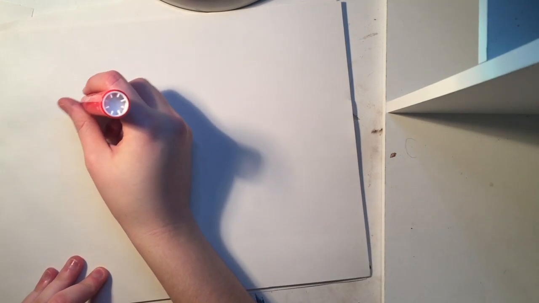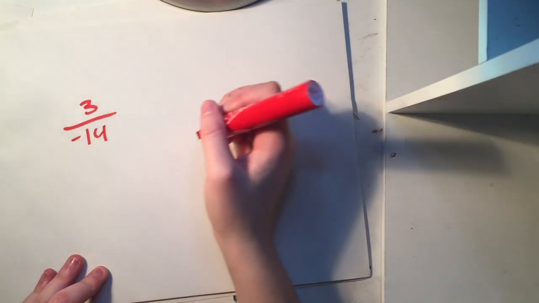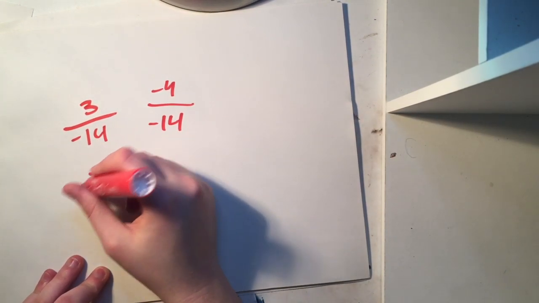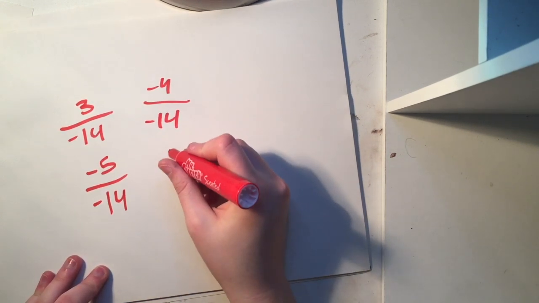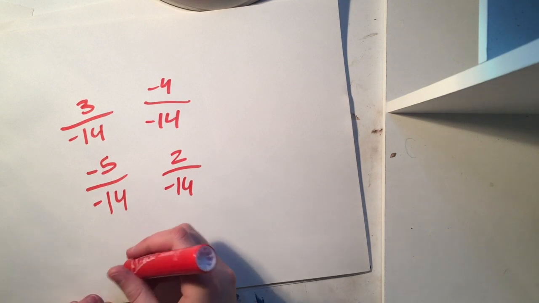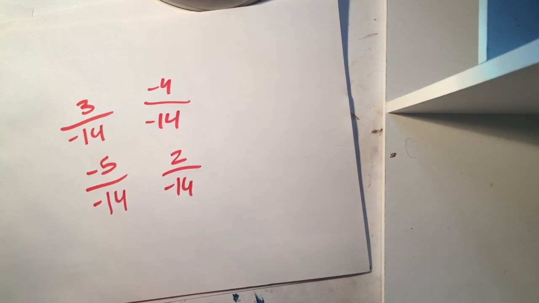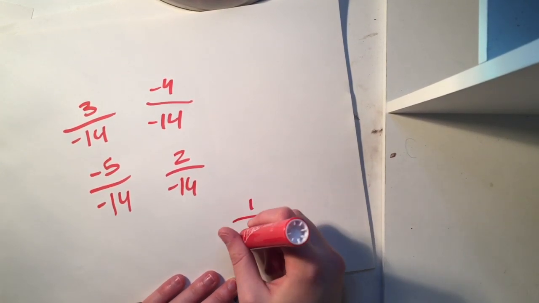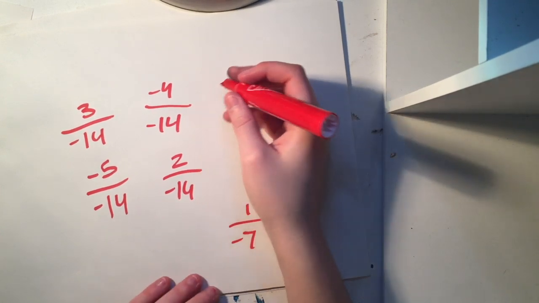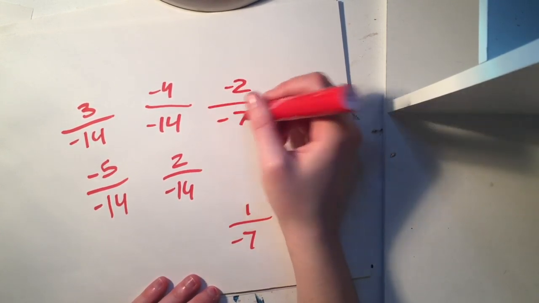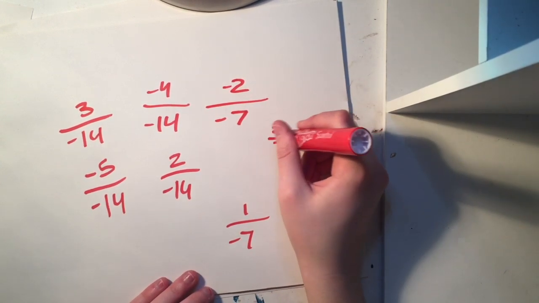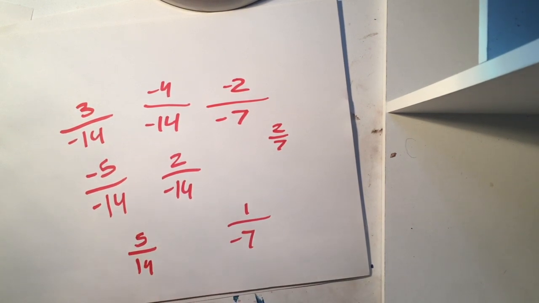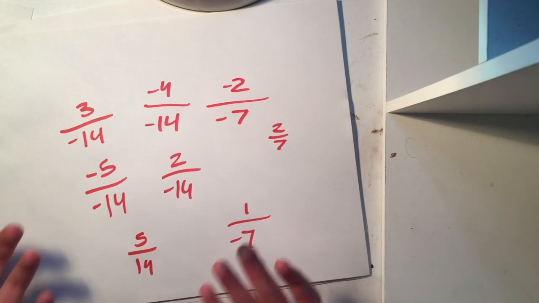So this matrix would be 3 over negative 14, negative 4 over negative 14, negative 5 over negative 14, and 2 over negative 14. And don't forget to simplify. Which ones of these can we simplify? We could definitely simplify this one into 1 and negative 7. We can also simplify this one to be negative 2 over negative 7, which ultimately becomes 2/7. And this ultimately becomes 5/14. So see, it's just really, really easy to find the inverse.